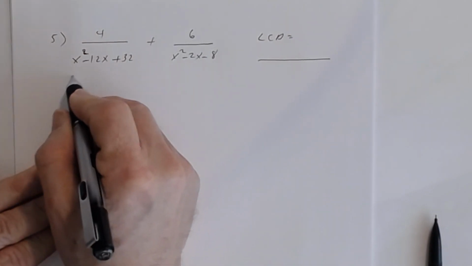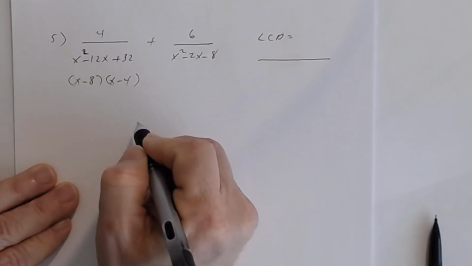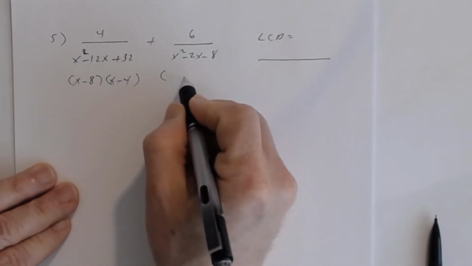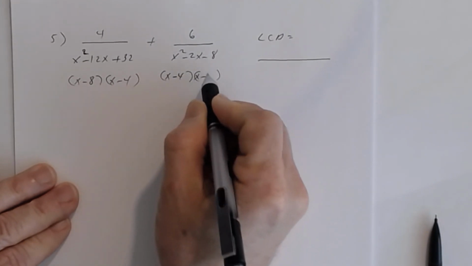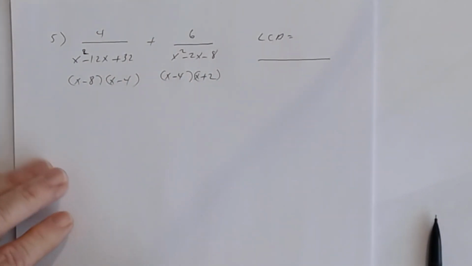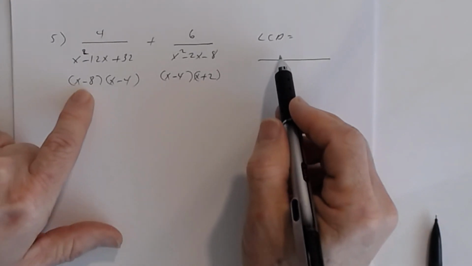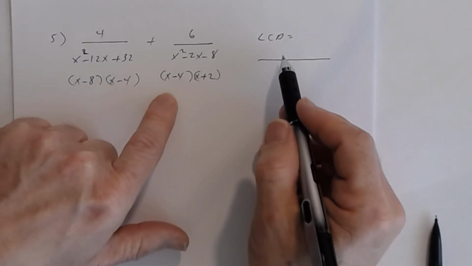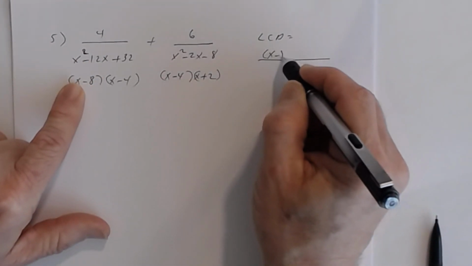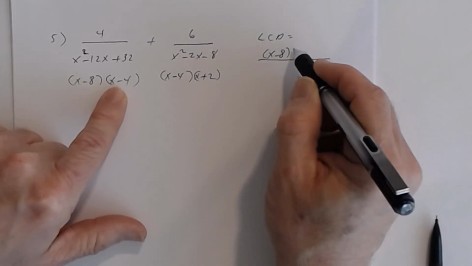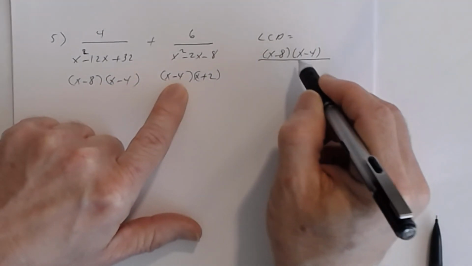So this one I can factor as x minus 8, x minus 4. And this one I can factor as x minus 4, x plus 2. And so now your least common denominator will involve every unique factor that you see. I see an x minus 8, I have to use it. I see an x minus 4, I have to use it. I see an x minus 4, I already have it.